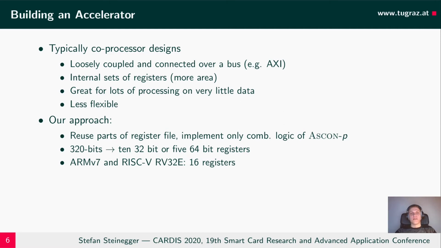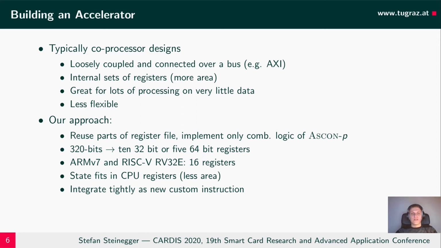The Ascon state has 320 bits, and that means that we need either 10 32-bit registers or 5 64-bit registers. If we take a look at the ARMv7 or RISC-V RV32E specification, we can see that even for these small chip designs, we have 16 registers available. That also means that the state fits completely in the CPU registers, and if we reuse these registers, we can reduce the overall area consumption.